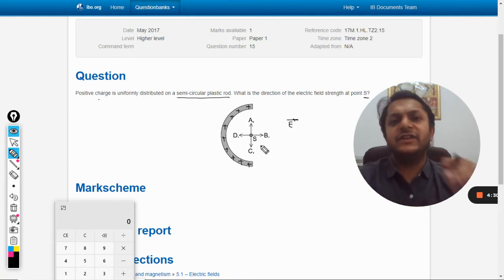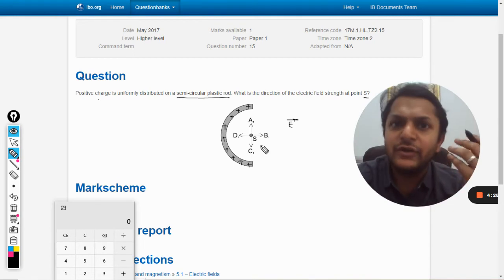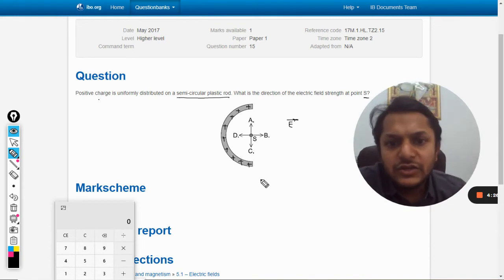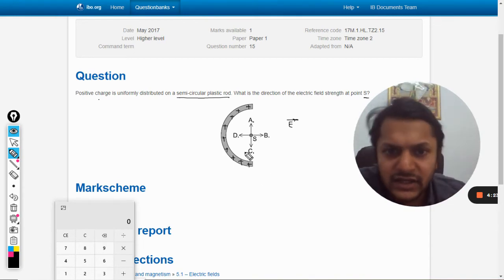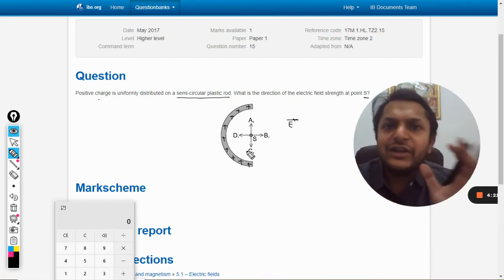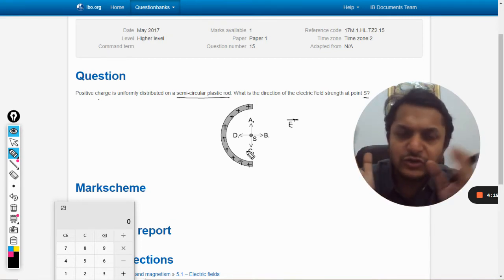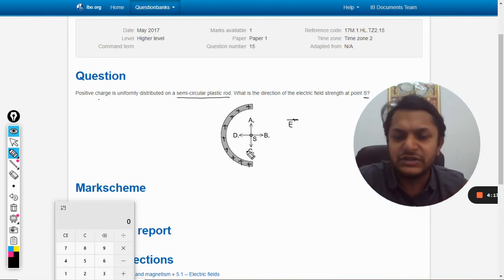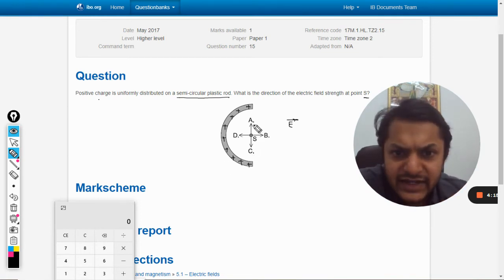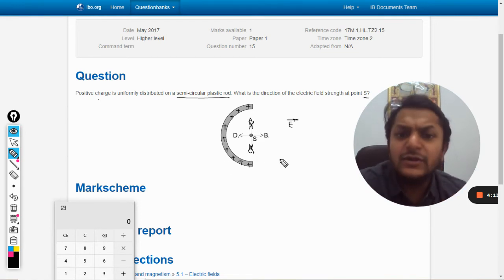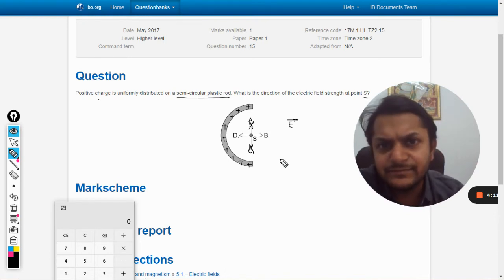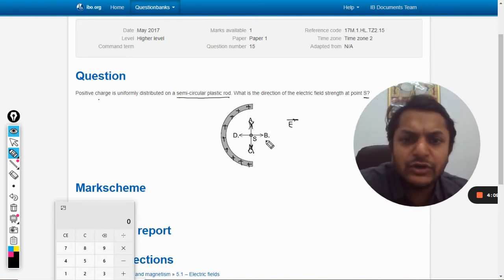And the directions are given here, A, B, C, D. You have to choose out of these four directions. So obviously, the electric lines originate from the positive charge, so they would be moving away from the positive charge. So it cannot be A, it cannot be C. Moreover, they will cancel each other, isn't it? Now the question is about D and B.